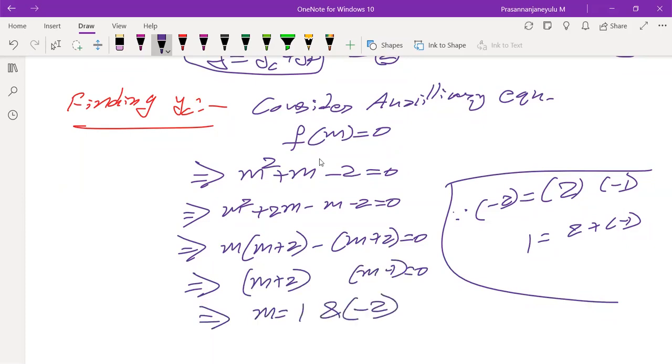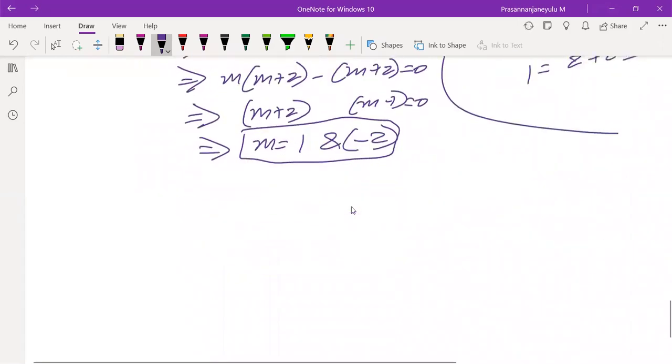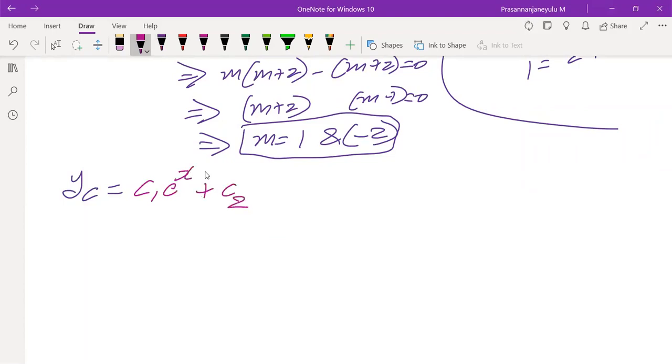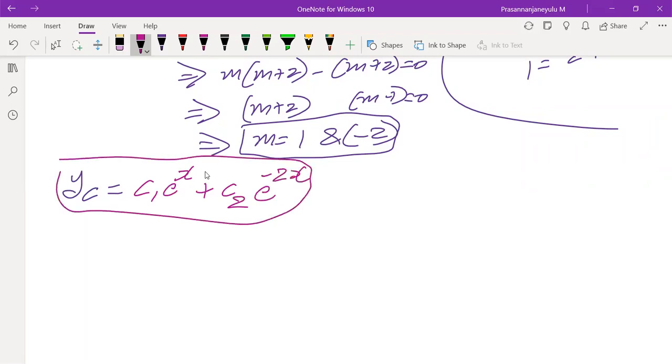What about these two roots? Are they real roots, complex roots or surds? Real roots, and both the roots are different. Therefore, the complementary solution yc is equal to c1 into e power m1x, where m1 is 1, so e power x, plus c2 into e power m2x, where m2 is -2, so e power -2x. Taking it as equation number 3.